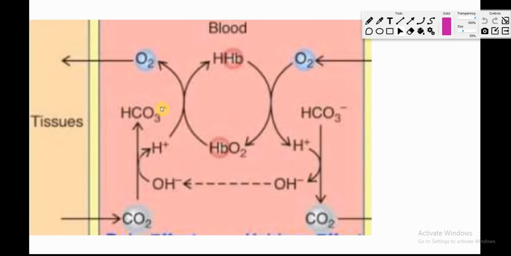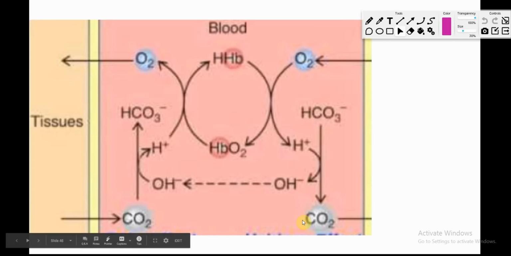The bicarbonate ion also will accompany this protonated hemoglobin back to the lungs, and in the lungs again the oxygen concentration is very high, so it will take up oxygen and release the H plus ion. This H plus ion will react with the bicarbonate ion that has accompanied the protonated hemoglobin and be converted into carbon dioxide, which can be exhaled. So this is how hemoglobin transports oxygen from lungs to tissues.